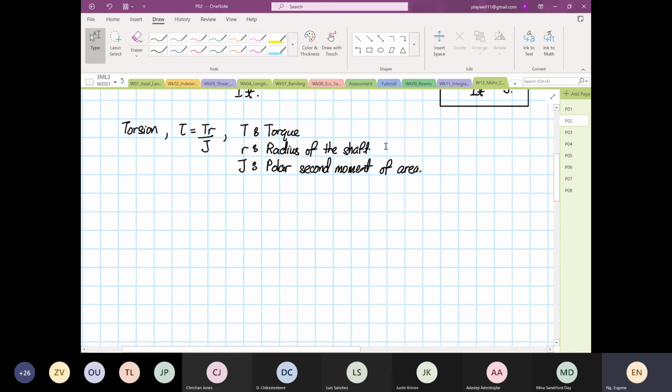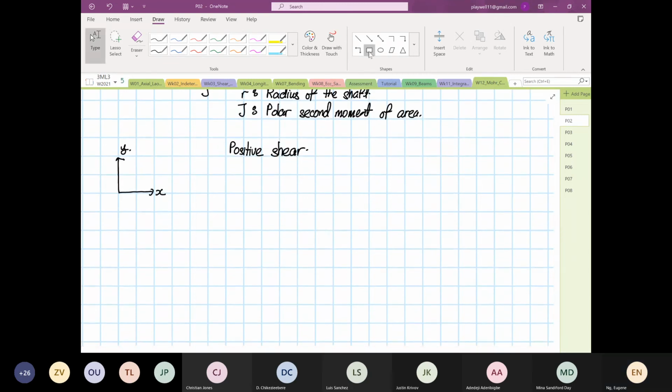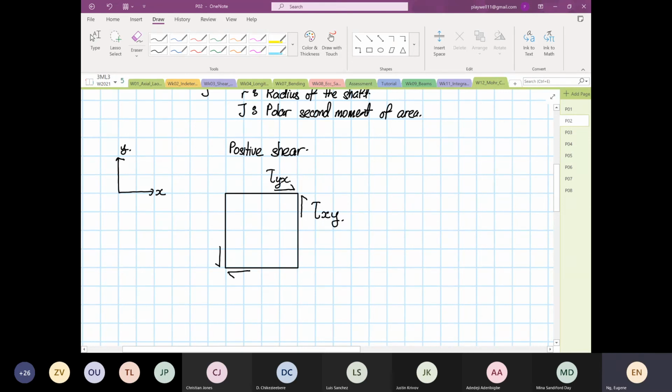The first thing I'm going to draw is the transformation. There are two types of shear. The first type, which I'm going to do first, is positive shear. Later on, I'm going to do negative shear. So this is X and Y. In shear, we say it's acting parallel. Positive shear acts like this. The shear for this case is shear XY. On the other side is shear YX. I'll tell you why it is named this way.